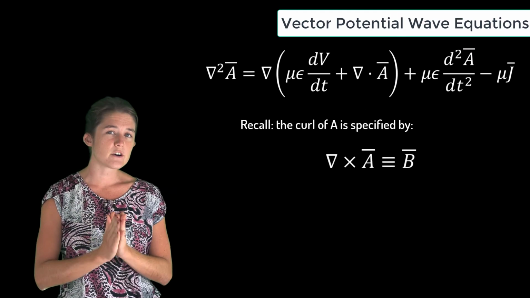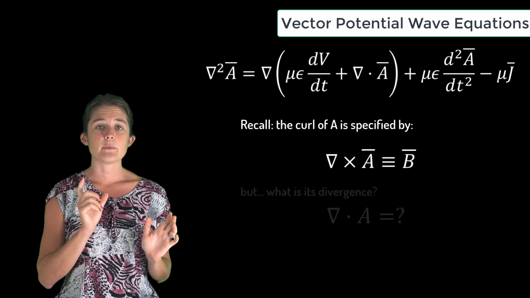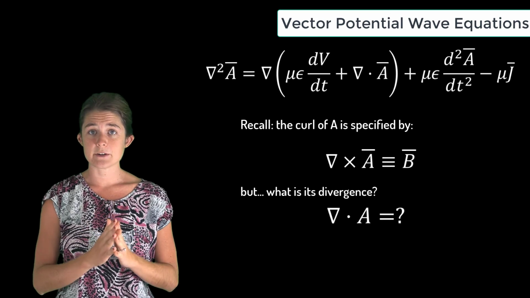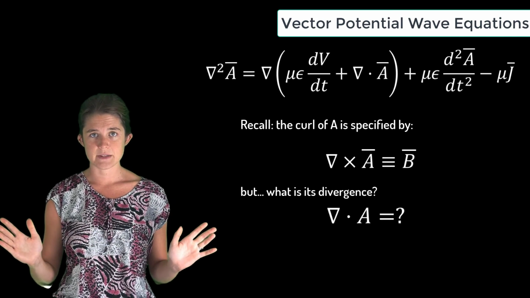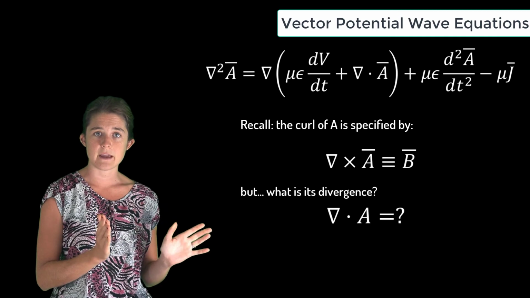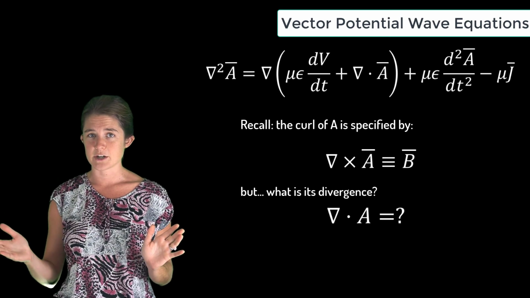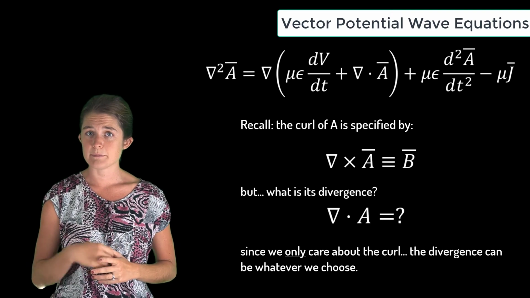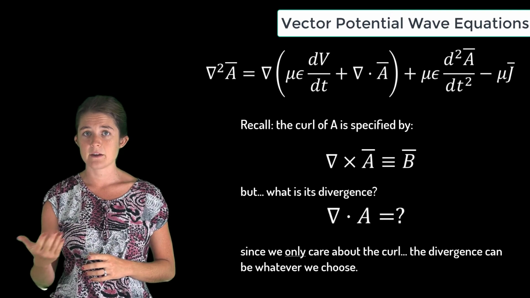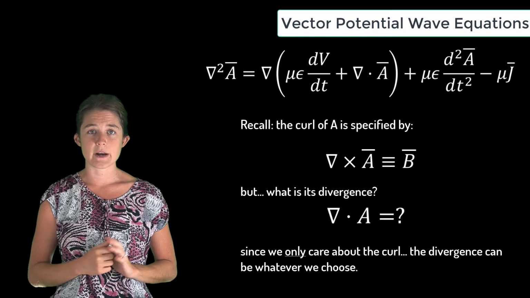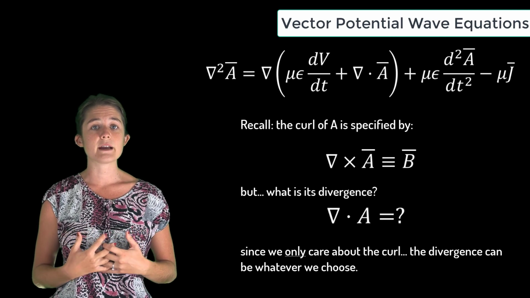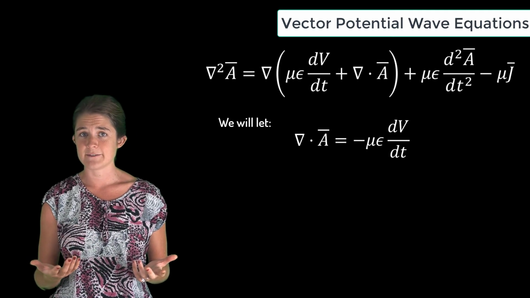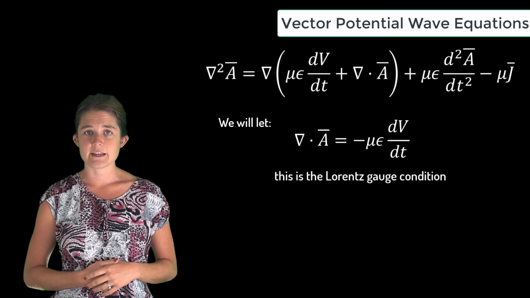We said that the curl of A is equal to B, but we haven't specified the divergence of A. The curl and divergence of a field are linearly independent. It's like saying we specified the real part of A, but we haven't yet decided what the imaginary part is. Since the only part of A that we care about is the curl, because we can relate the curl to the magnetic field, we can let the divergence of A be whatever we want. In this case, it will make our lives easier to set the divergence of A equal to negative mu epsilon dV/dt. This is called the Lorentz gauge condition.